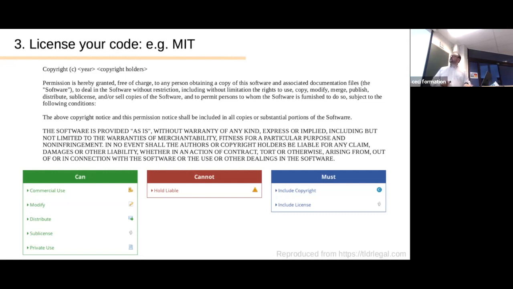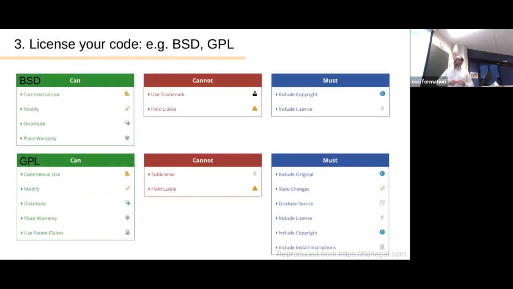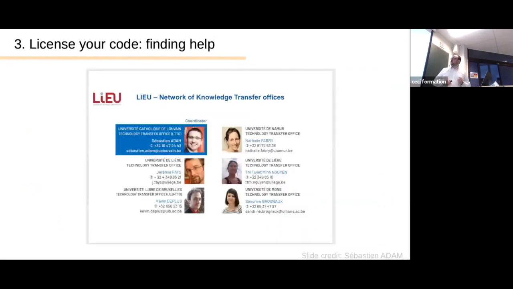The MIT license is the most simple and open license that you can use. Here are two other examples, the BSD and the GPL. You see that they have more constraints, but this is a whole topic. If you don't know what to do, you can use an MIT license. If you want more guidance, you can ask either of these people. So in every university, there's an administration about intellectual property, and here are the contacts you can have in every university. They can help you choose the correct license for your code based on what you want to do with your code.